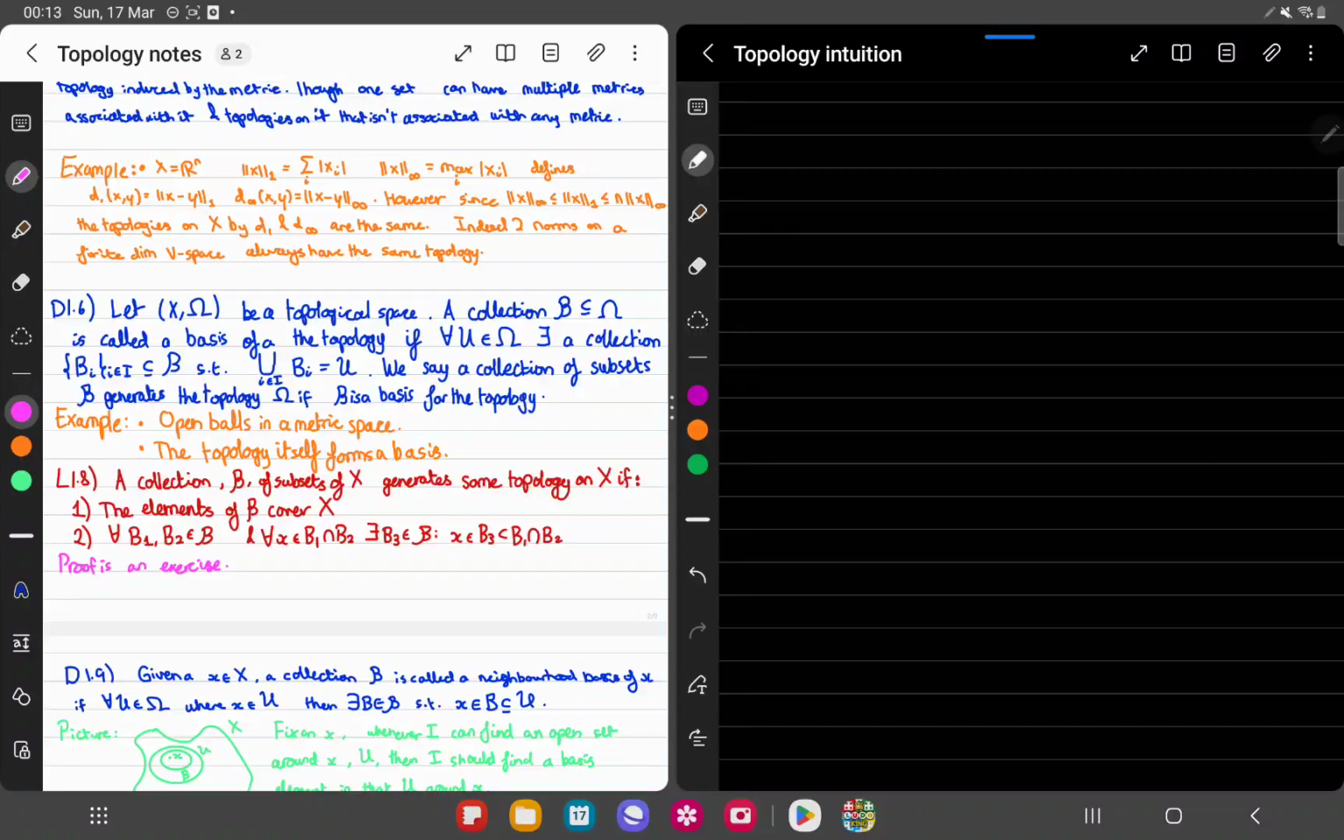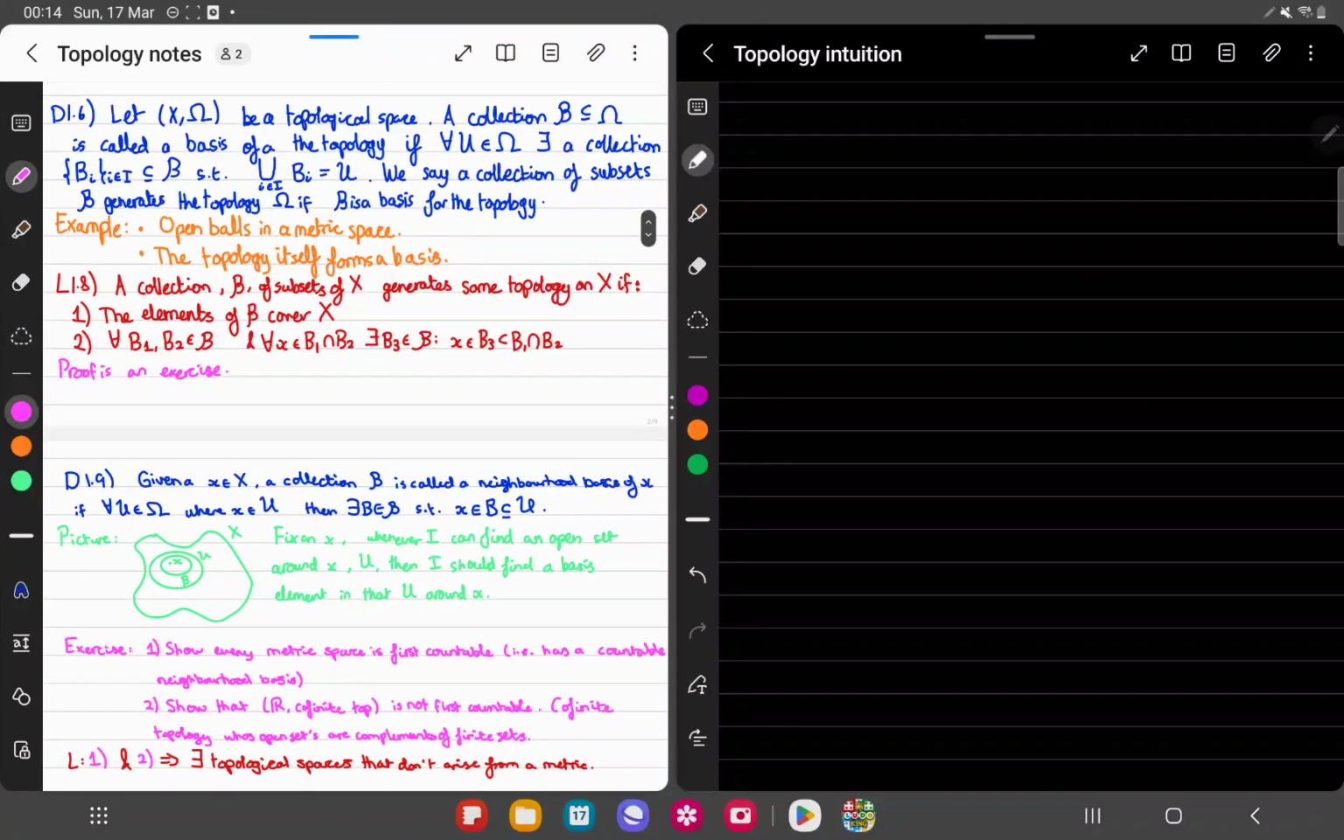The topology itself forms a basis. I hope that goes without saying, because if I take any U in the topology, then the union of U equals U. Well, this is just the set U, an empty union, I suppose. Is that the right word? Because you could think of it as U union U. Okay, that's enough, that should suffice.